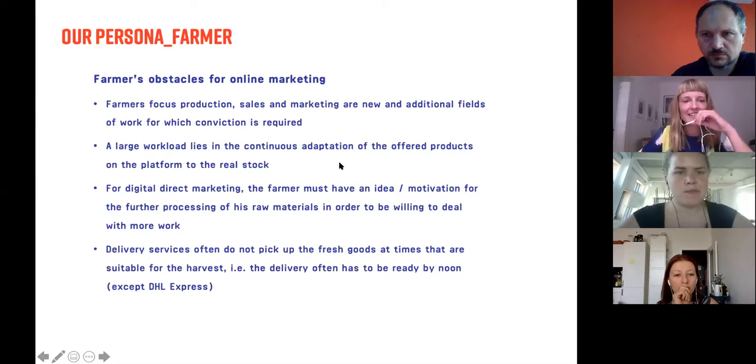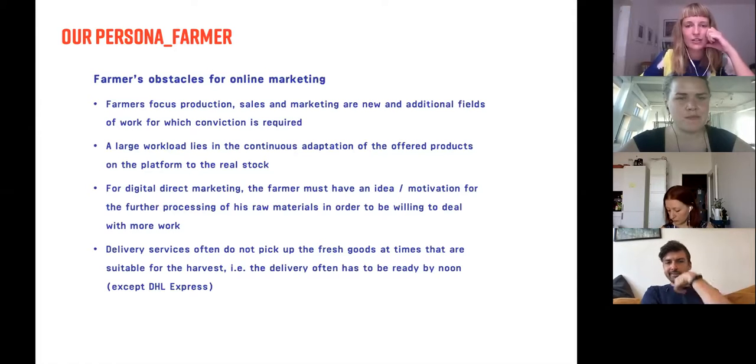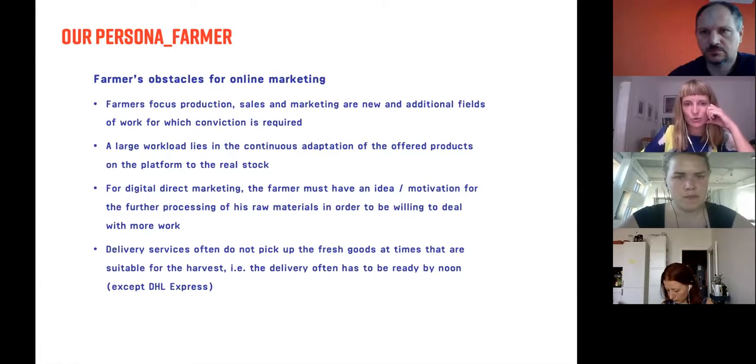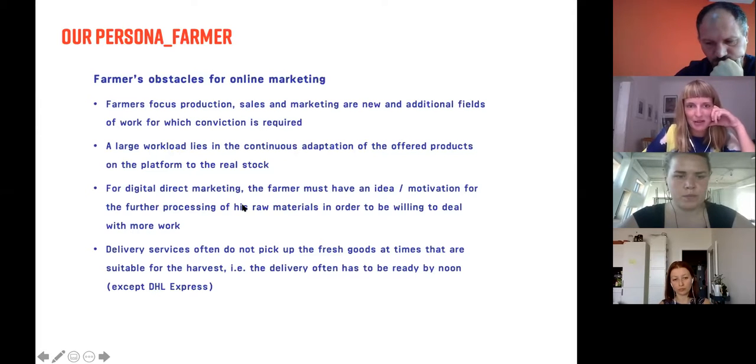Yeah. The last sentence was that it's hard to really connect the digital products you have to the actual status quo you have on the farm. So it's really hard to keep it alive. You always have to update it. So that's a bummer for farmers using online marketing. The stock taking aspect, right?